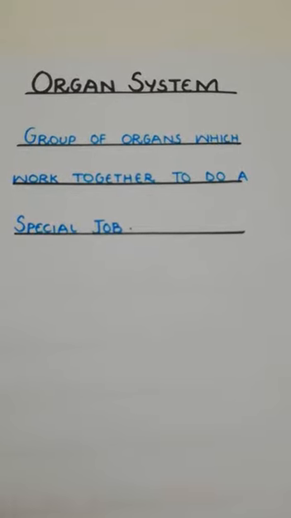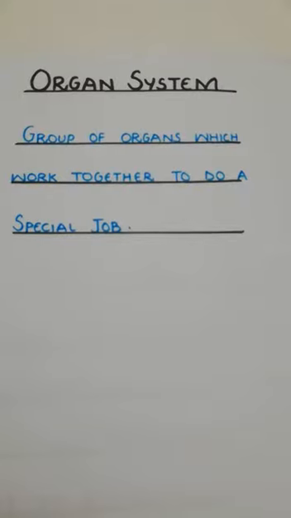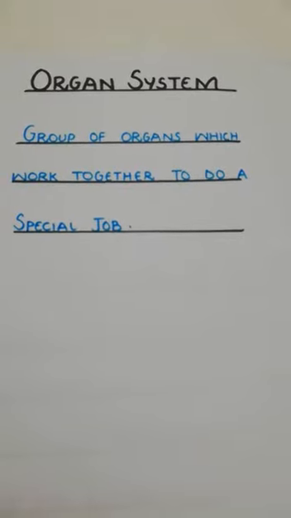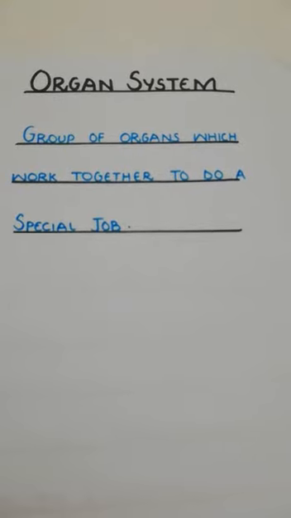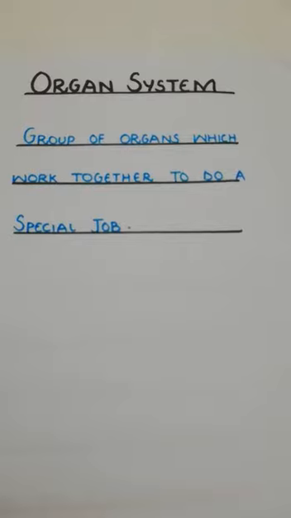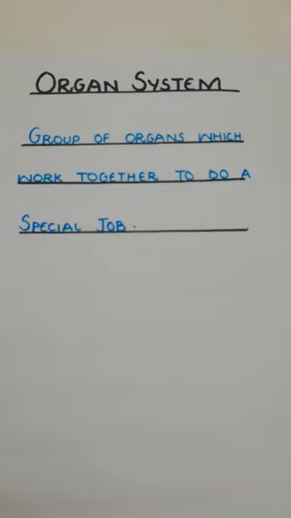What is an organ system? It is a group of organs which work together to do a special job. When different organs come close to one another and they have one particular job and function to do, then they work in coordination with one another and they form an organ system.